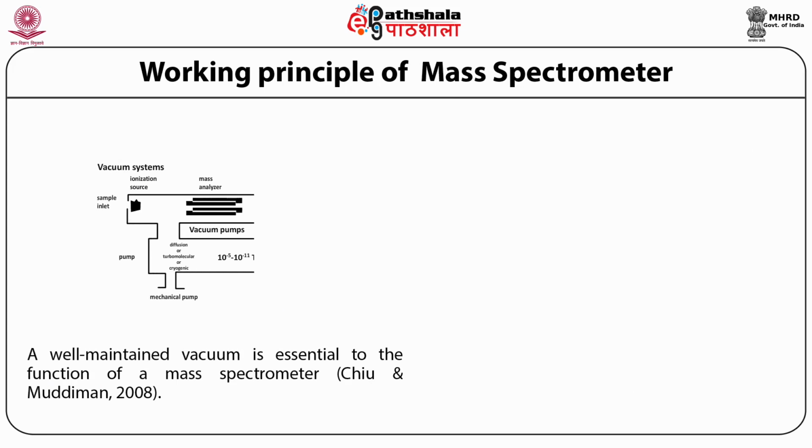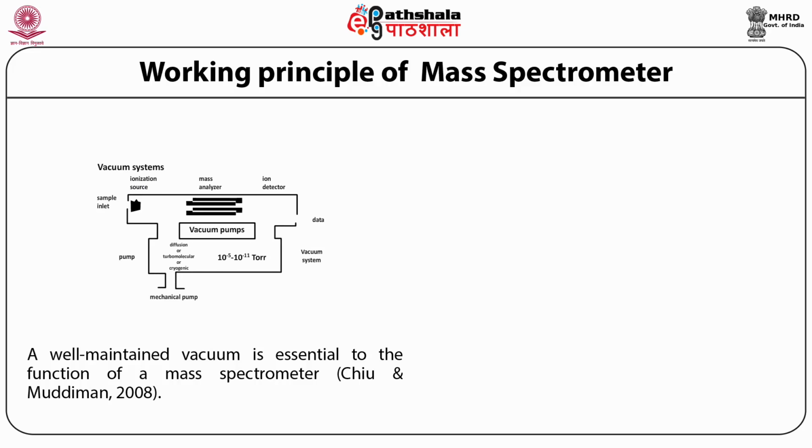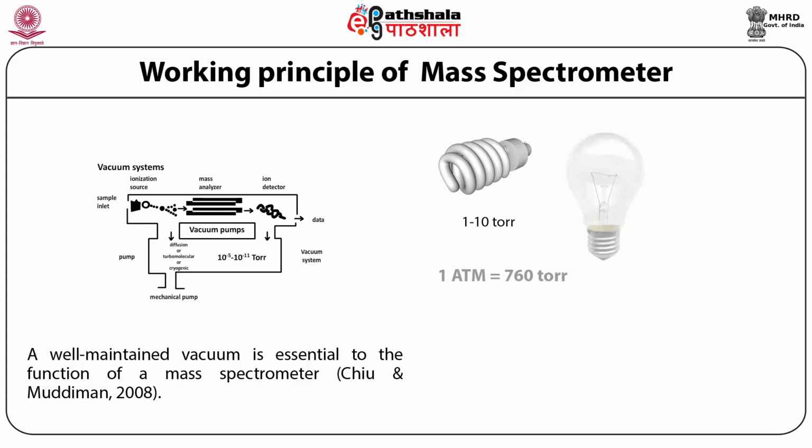Now let us come inside the mass spectrometer, the working principle of the mass spectrometer. The mass spectrometer is kept under a very high vacuum. How much is the vacuum? When you look at a fluorescent bulb, what you call a tube light, classically about 1 to 10 torr vacuum is used to reach the complete ionization of mercury to give the fluorescence in the fluorescent bulbs.